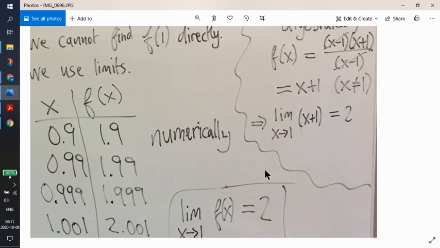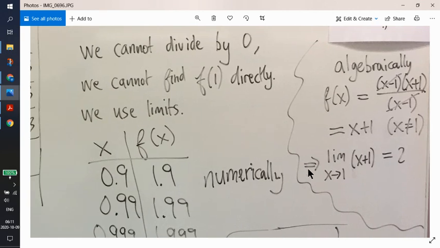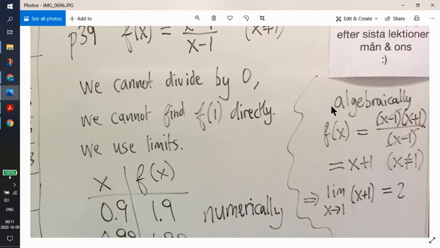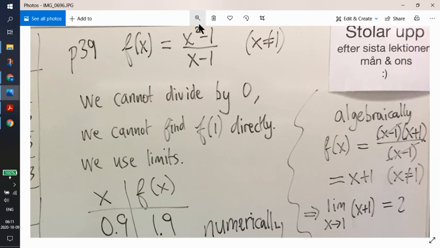Okay, so let's just have a look at what we could do algebraically. So this x squared minus 1 here, we can factorize this as x minus 1, x plus 1, using the difference of two squares, which in Swedish is called konjugatregel. And then we can cancel this factor x minus 1. So we get that f of x is equal to x plus 1, where x is not equal to 1.